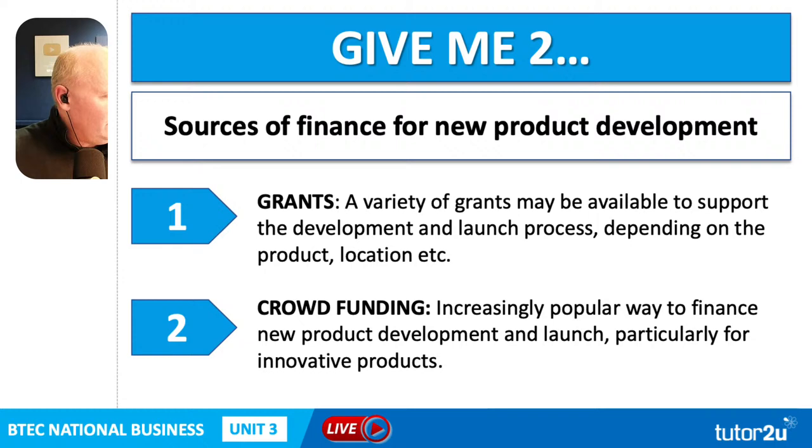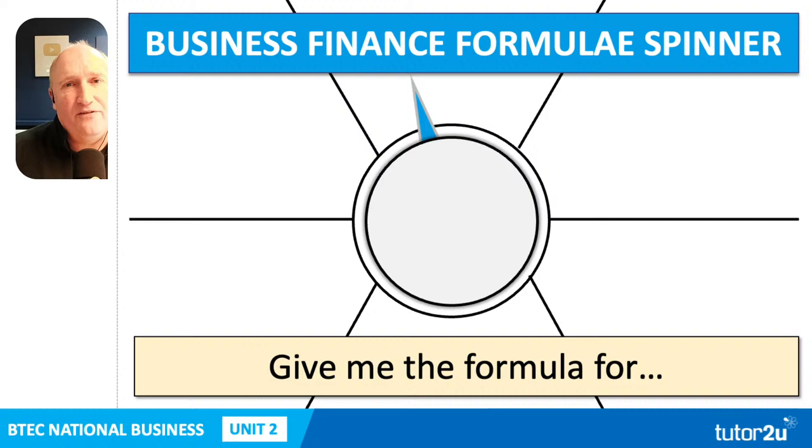So the good news is now we're into doing a few calculations. And it's your favorite. It's my favorite. It's the Business Finance Formula Spinner. So what we'll do, we'll do some calculations, but before we do that, we'll just remind ourselves of some of the main formulae that you need to remember. We've no idea what's coming up tomorrow. We don't know which calculations you might be asked to do or what data you might be able to apply a formula to. All you need to do is to be able to remember the formulae.